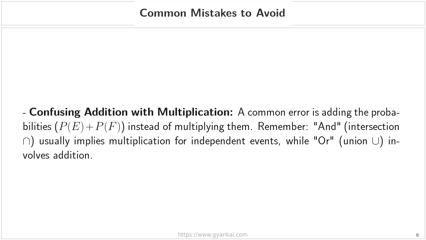A helpful tip to keep in mind is to look at the wording of the problem. When you see the word and, which refers to the intersection, denoted by the symbol ∩, it usually implies you should multiply. On the other hand, when you see the word or, which refers to the union, denoted by the symbol ∪, that is when you involve addition.